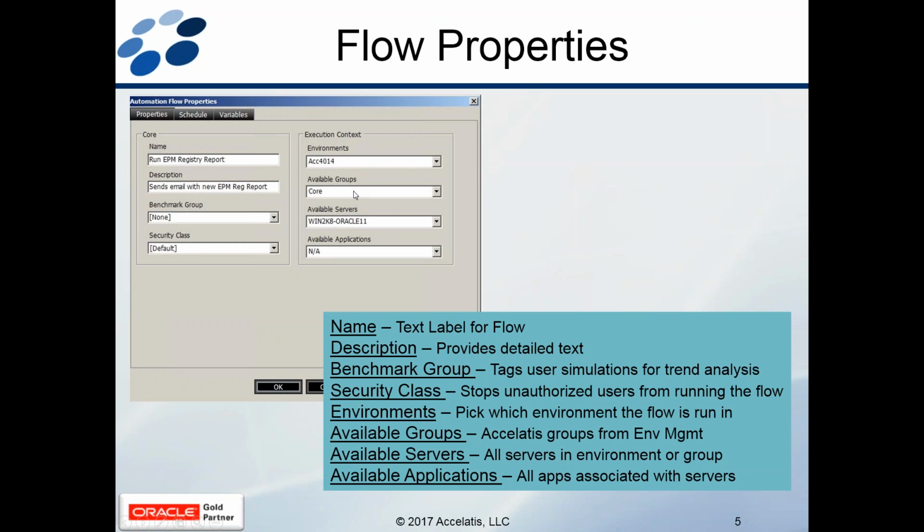You then have available groups, and the groups are Accelatis groups. So when you look at Environment Manager and you see your listing of servers and groups, that's what the available groups is pulling from. And then for each group, you have servers in that group. Now, the server is the execution server. So when you're setting up a flow and you are picking a server here, this is the server that is going to go ahead and run the flow.